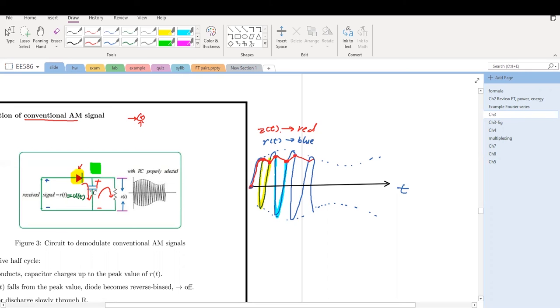If I design this RC value, the capacitor value and the resistor value, appropriately, then the output z(t), you can see the red, will follow the message shape closely. For the AM broadcasting industry, many users can buy the AM radio set very cheaply. So they can still make money even though at the transmitter, they transmit the carrier signal.